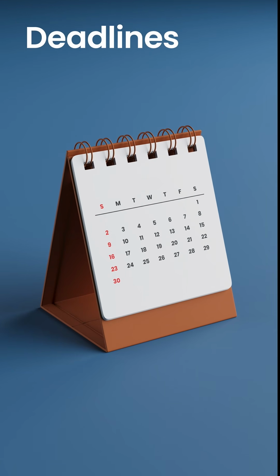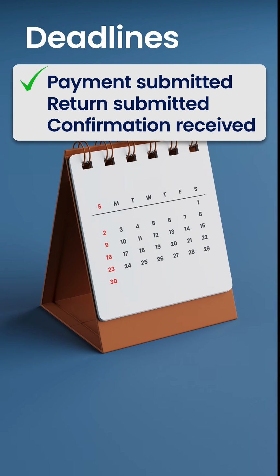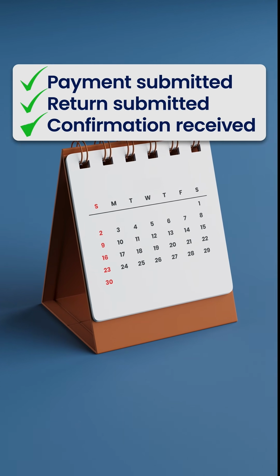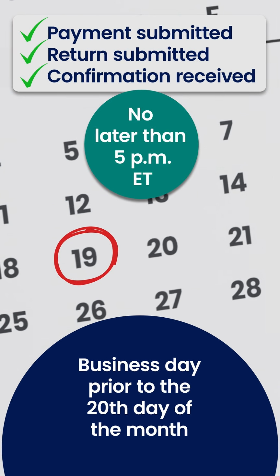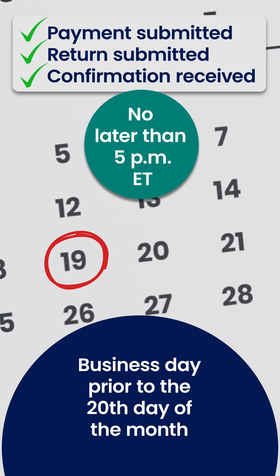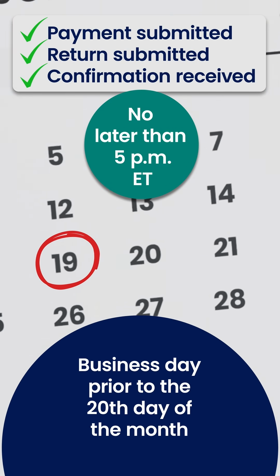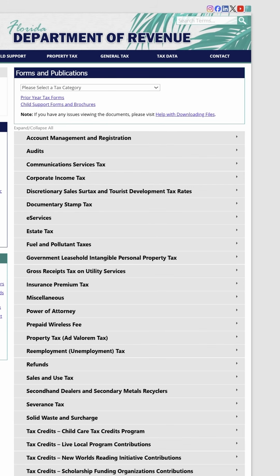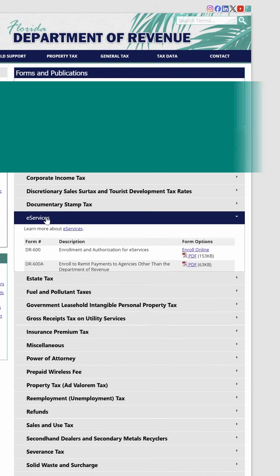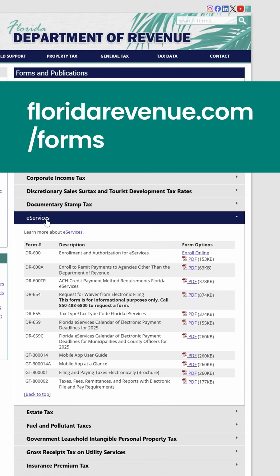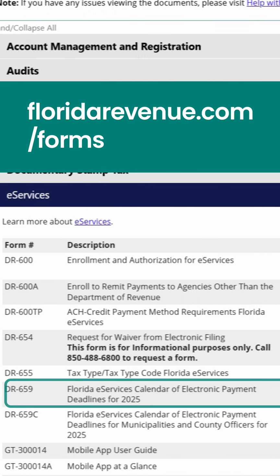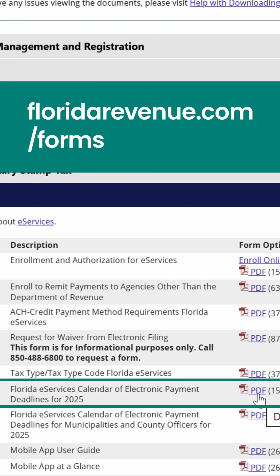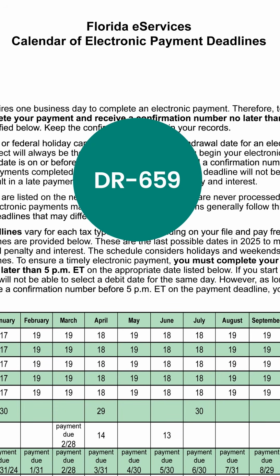To avoid penalty and interest, you must submit your electronic payment and return to receive a confirmation number no later than 5 p.m. Eastern Time on the business day prior to the 20th day of the month. For a list of deadlines for initiating electronic payments on time, visit floridarevenue.com/forms. Select the e-services section, and then select the current year Florida e-services calendar of electronic payment deadlines, Form DR-659.